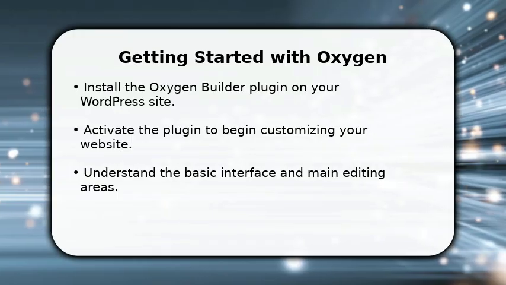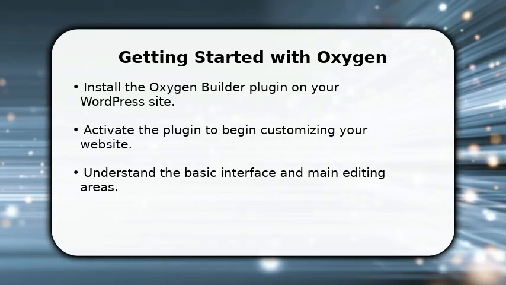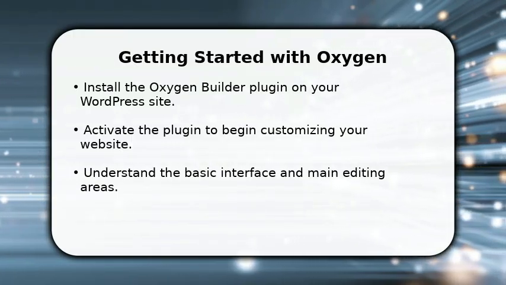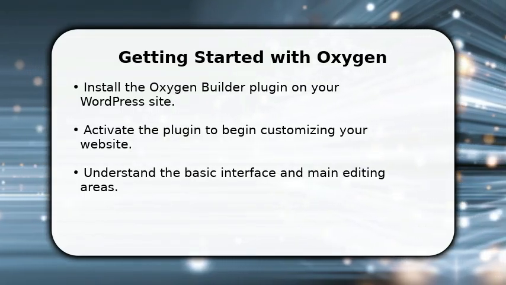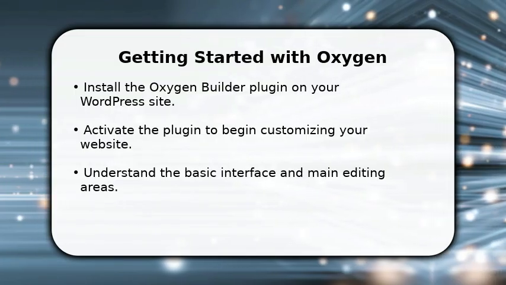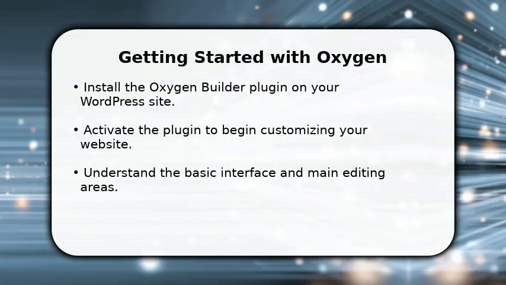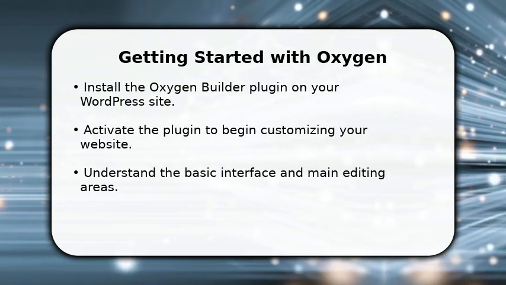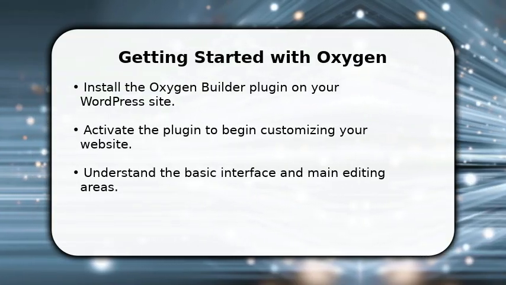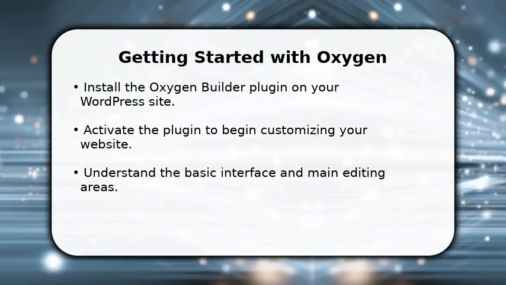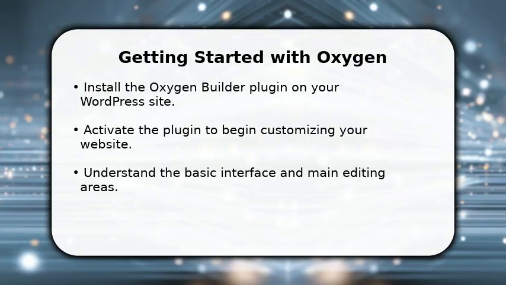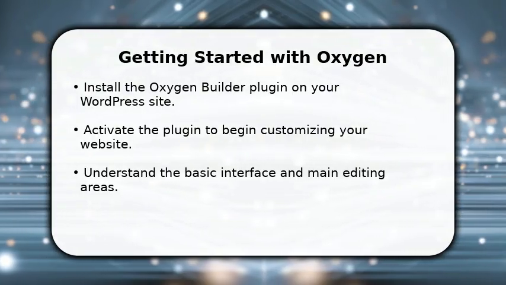In this video, I will explain how to use Oxygen Builder step by step. First, install the Oxygen Builder plugin on your WordPress site. After activation, you'll see the main editing interface. This powerful tool allows you to design visually, giving you complete control over your website's appearance. We'll cover the essential steps to get you building beautiful pages quickly and efficiently. Let's dive in and explore its core features.